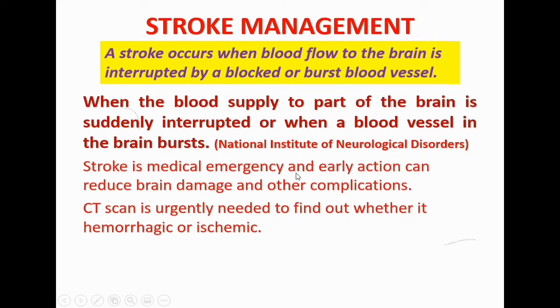Stroke is a medical emergency and early action can reduce brain damage and other complications. A CT scan is urgently needed to find out whether it is hemorrhagic or ischemic stroke. So before we start the treatment, we must know whether the stroke is hemorrhagic or ischemic. For that purpose we do a CT scan. So the CT scan differentiates whether the stroke is hemorrhagic or ischemic.